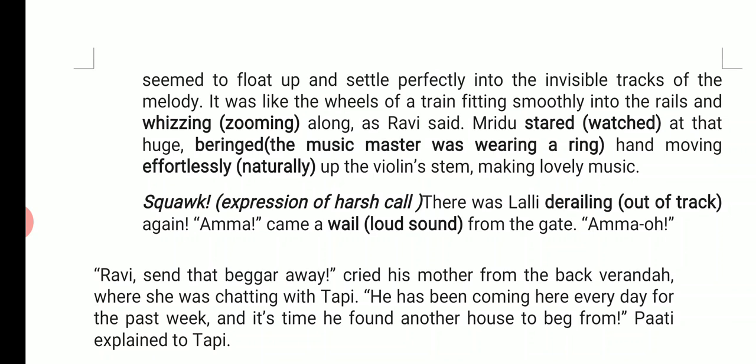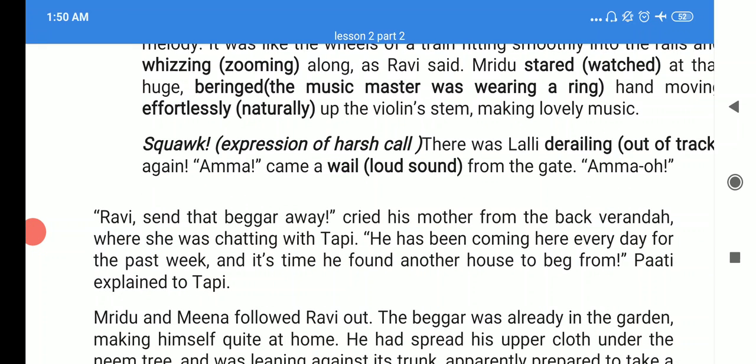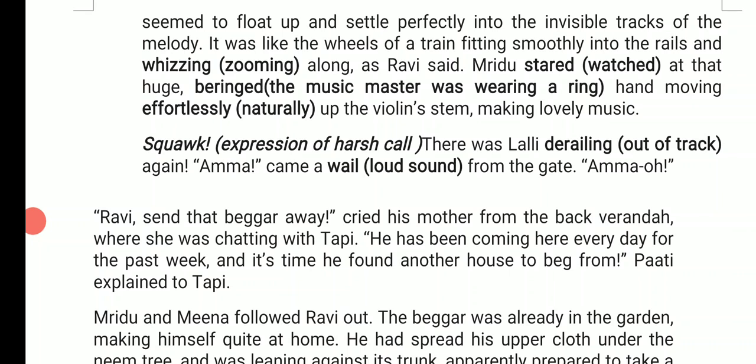Let's see. Ravi, send that beggar away, cried his mother from the back veranda where she was chatting with Thatha. So the sound was of the beggar. Ravi's mother told him to send the beggar away because she was talking with the grandmother. He has been coming here every day for the past week and it's time he found another house to beg from, Pati explained to Tapi.